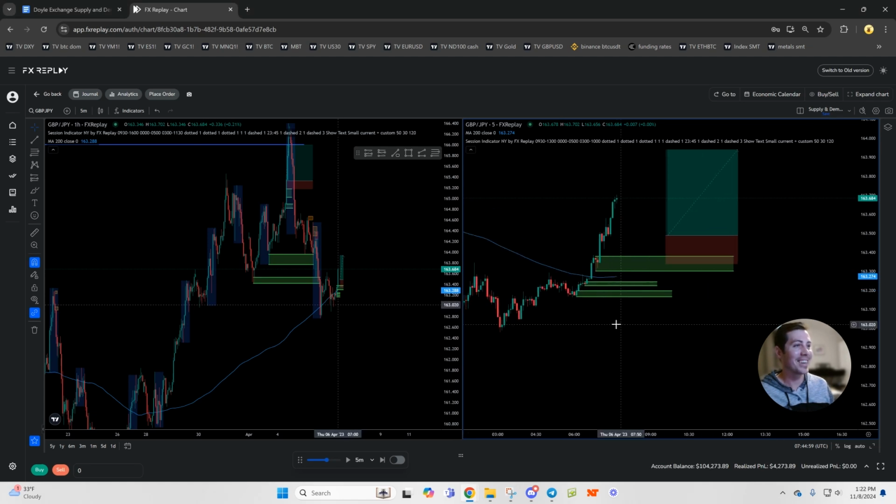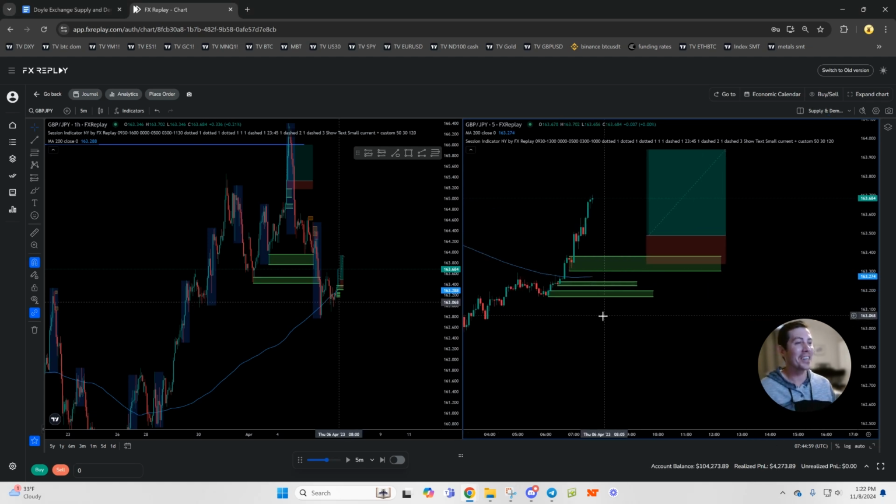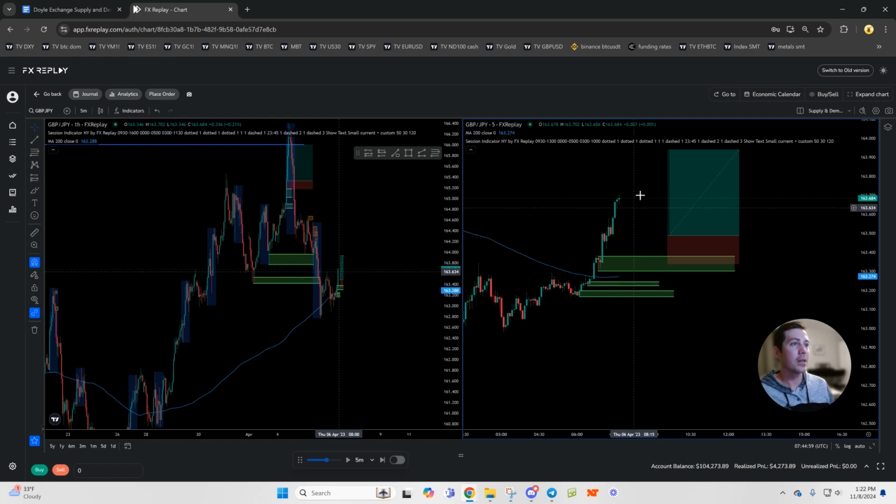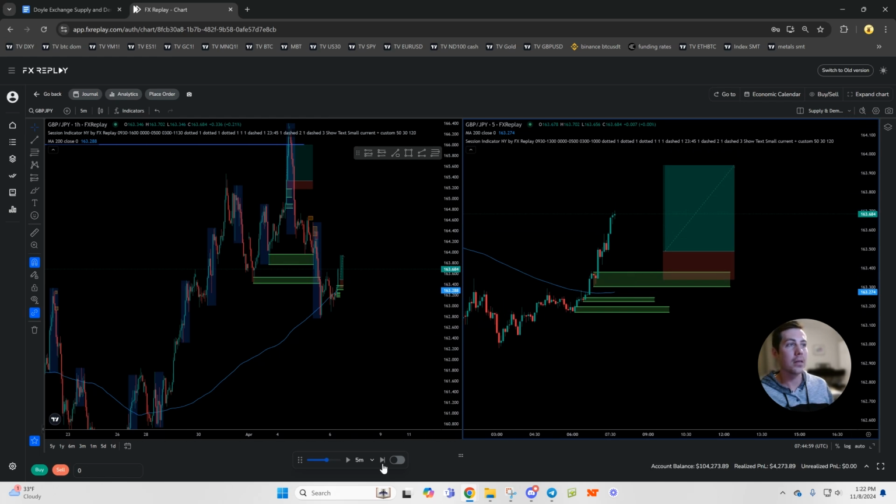Demand. I'm not going to get that right. You guys know what I mean. We have some demand levels here for longs, the last red candle here before the move up. We had one little red candle here, as well as this last one here before the move up. So we can look to see if any of these hold out.